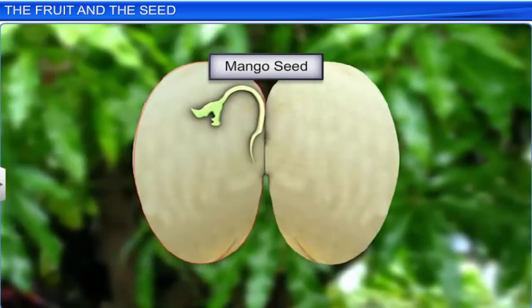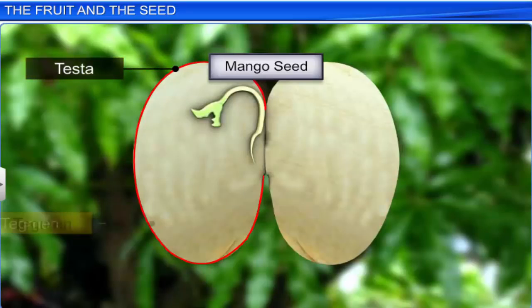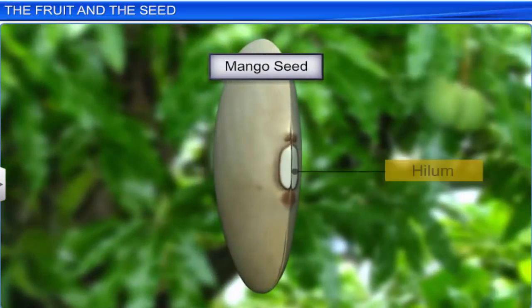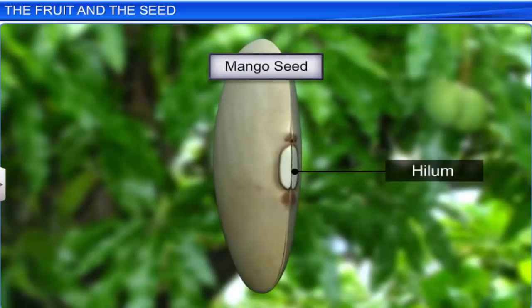In a dicotyledonous seed, the outermost covering is the seed coat and is made up of 2 layers, the outer testa and the inner tegmen. The seed coat also has a scar on its surface called the hilum, which helps attach the seed to the fruit. Above the hilum is the micropyle, a small pore in the outer coat of the seed. It is through the micropyle that the pollen tube enters an ovule.